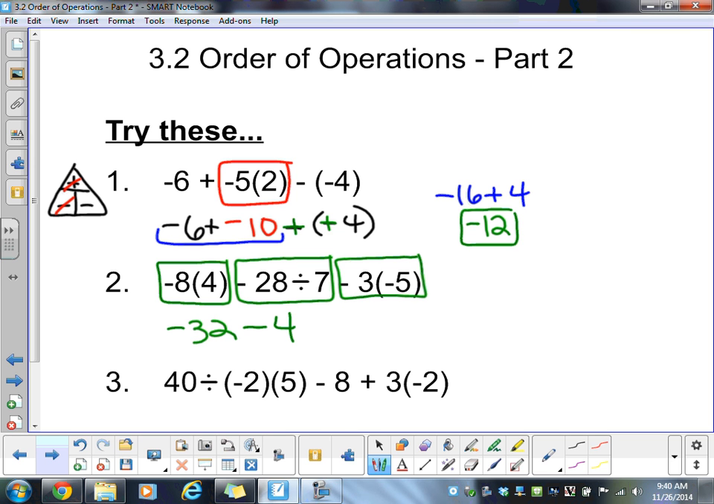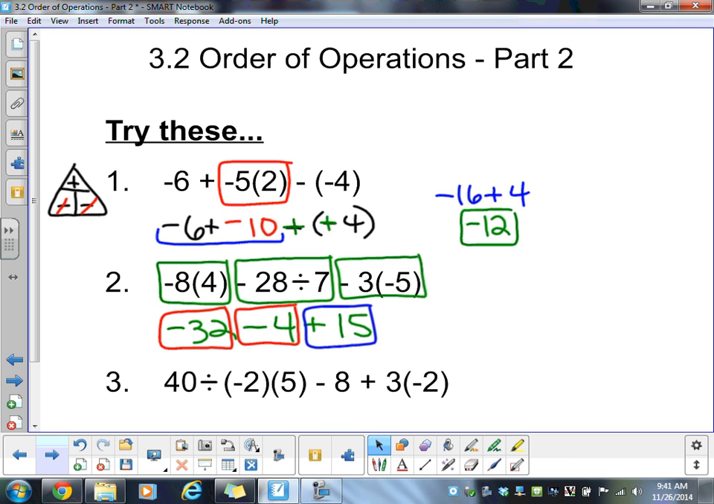Then I have a negative times a negative. So now I'm going to cross off both of my negatives, and I'm going to find that my answer is going to be positive. And in this case, 3 times 5 is 15. All right, so I'm going to put together my good guys and bad guys. I have a negative 32 and a negative 4, and I have a positive 15.